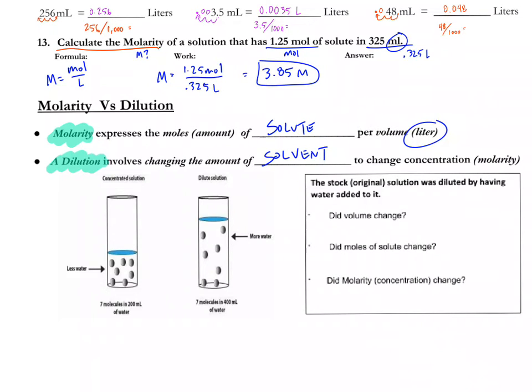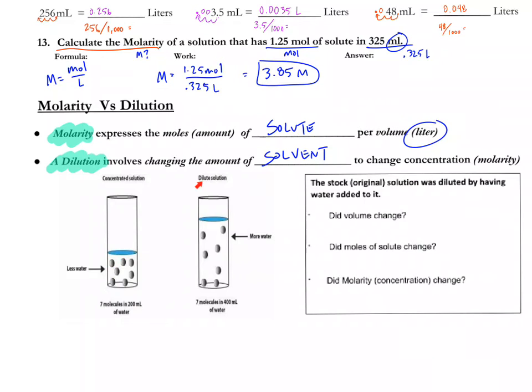All right, so here's an example. I've got a concentrated solution here. So if you notice, I've got a volume of 200 milliliters, which is 0.2 liters. And inside of this water, I've got 7 molecules. I can count them. 1, 2, 3, 4, 5, 6, 7. So I've got 7 molecules in 200 milliliters of water. So this is a concentrated solution because I've got a lot of solute and very little solvent.